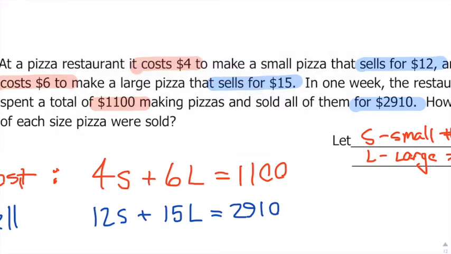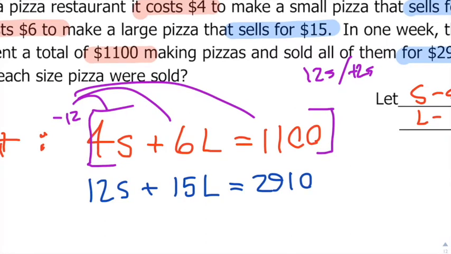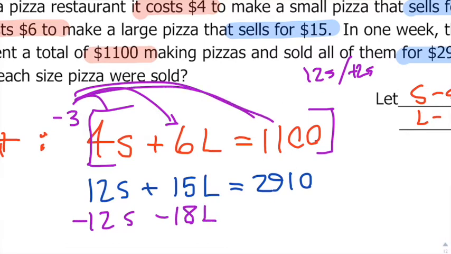So if I want to cancel out my S's, I need it to look like 12S and negative 12S. So this one right here needs to look like a negative 12S. So I'm going to multiply everything in the equation by negative 12. No, not negative 12. Let's try negative 3. I need it to look like 12. My bad there. So that'll get us negative 12S. Negative 3 times 6 right here would be negative 18. And then negative 3 times 1,100 is going to be negative 3,300, kind of like that.